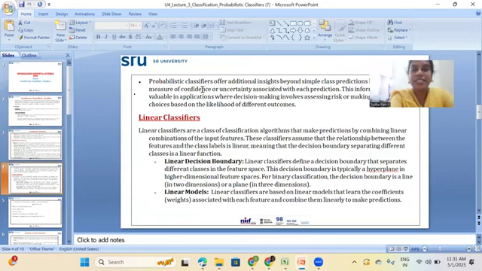After the probabilistic classifiers, let's see the linear classifiers. As the name indicates, linear classifiers are a class of classification algorithm that makes predictions by a linear combination of the input features. The classifier assumes that the relationship between the features and the class label is linear, meaning that the decision boundary separating different classes is a linear function.